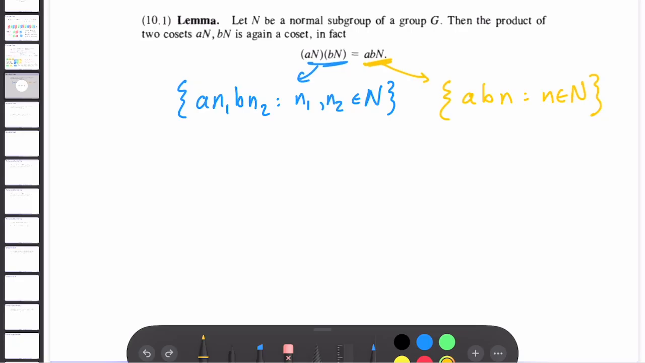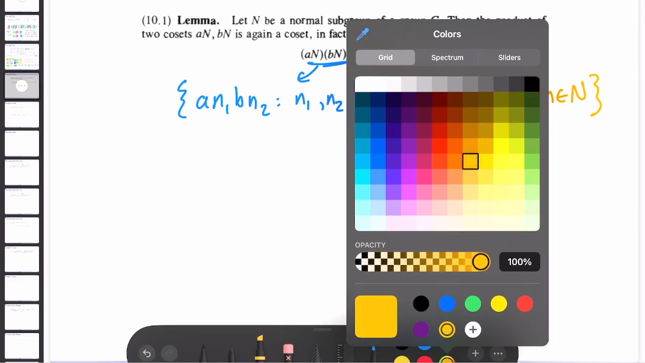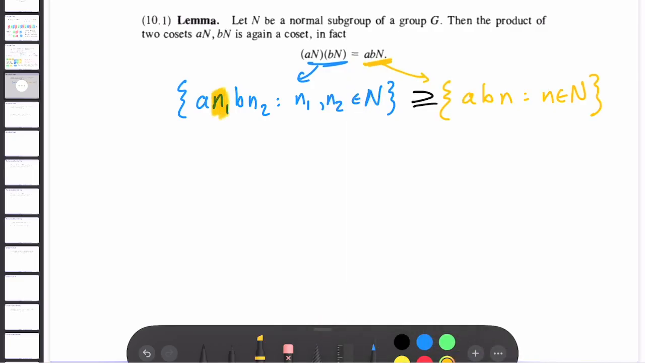Okay. So one thing that I want to highlight here is that one of these directions is very obvious. It's written as an equality, but somehow it's only one of the inclusions that we care about. So the obvious direction is this direction. This is sort of straightforward. And why is it straightforward? Well, look at this thing here.